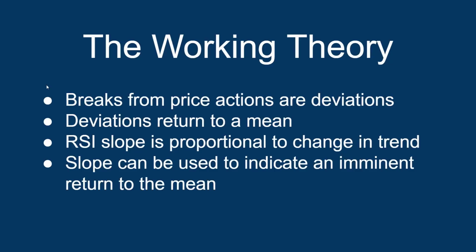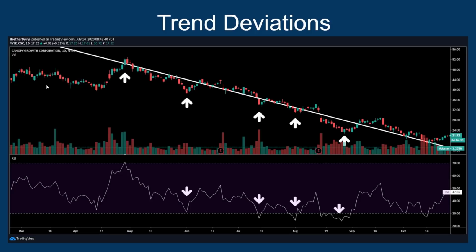The more extreme a deviation, usually the more extreme a response to the other side. So we'll see a big spike, we'll see a big drop, and we'll see some sort of equilibrium to follow. That slope can be used to indicate that you're going to have a return to the mean. So this is what we say: we have a breakout, we have a fade, we see that on the RSI, a spike, and we see the RSI cool off. So that is a working theory. Deviations from price action return to a mean. Now we can look at that in the form of this trend.